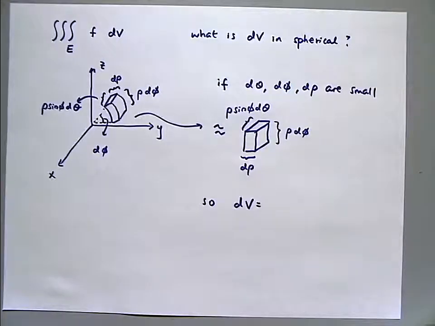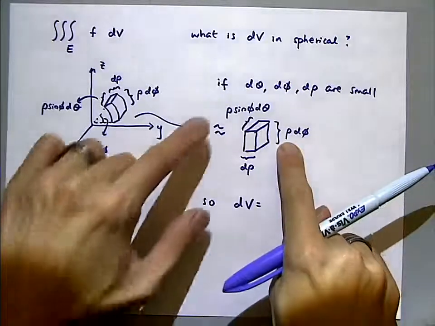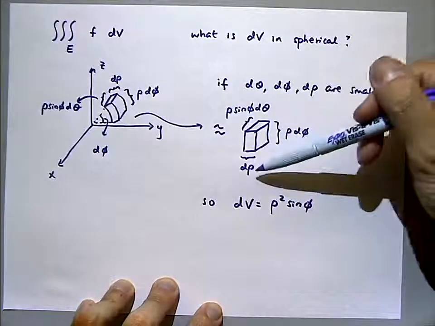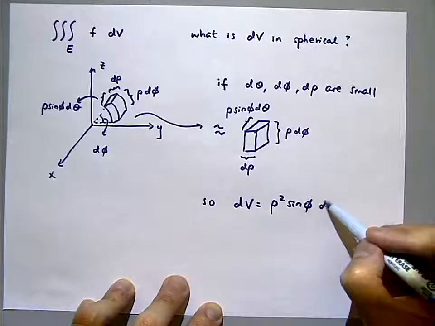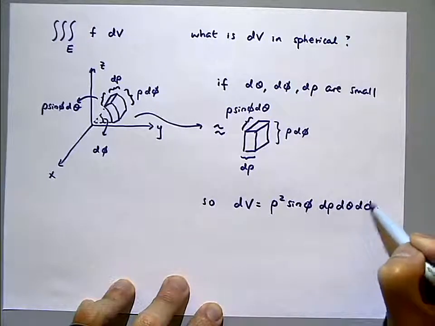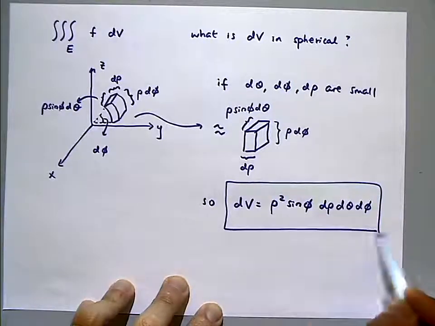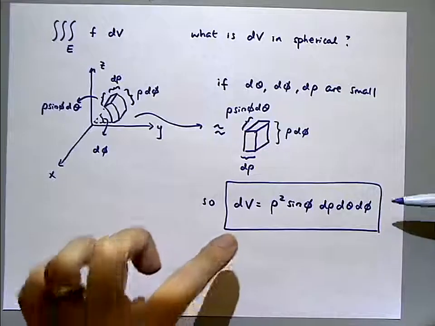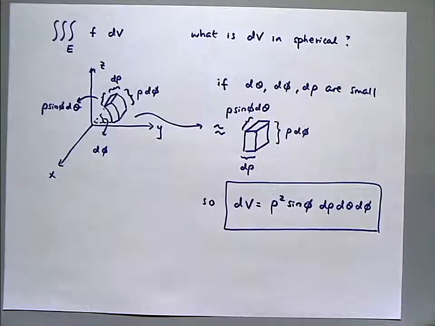So therefore, the differential element in spherical, the element of that little box right here, length times the width times the height, is rho squared sine of phi, d rho, d theta, d phi. And when you do a triple integral, this is your dv. dv in Cartesian is the simplest. dv in cylindrical is slightly complicated with an extra r. dv in spherical is the most complicated one with the extra factor of rho squared sine phi.